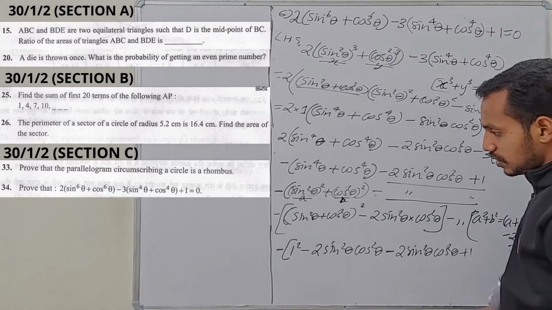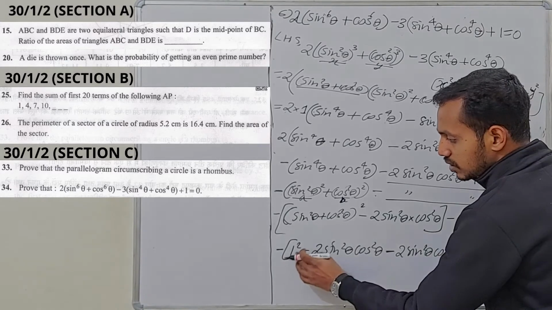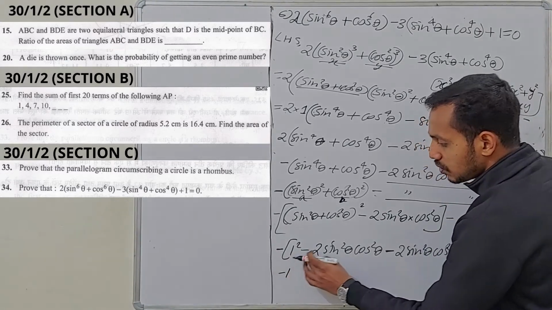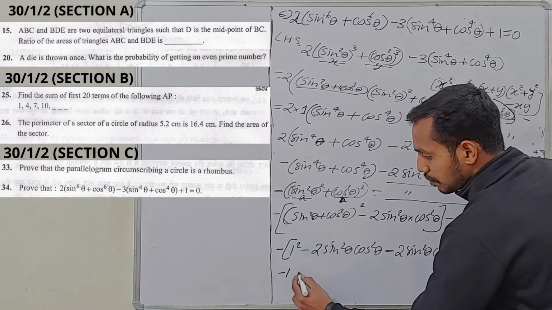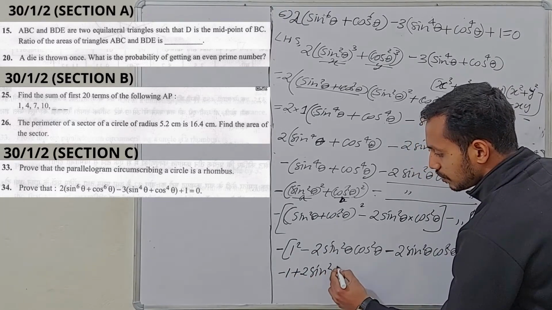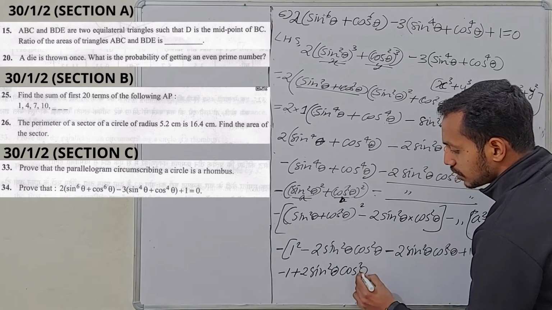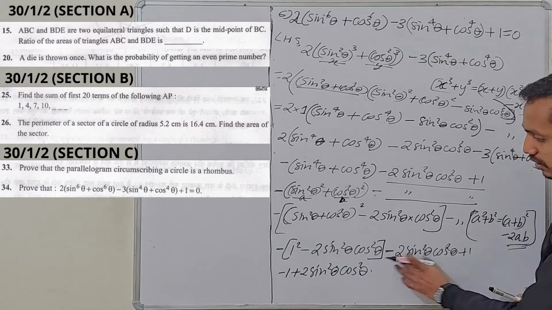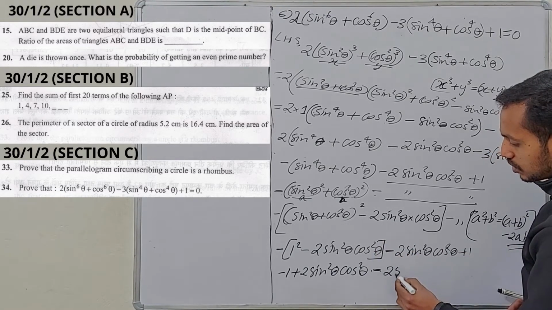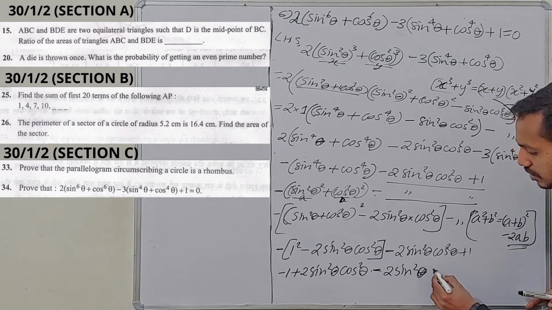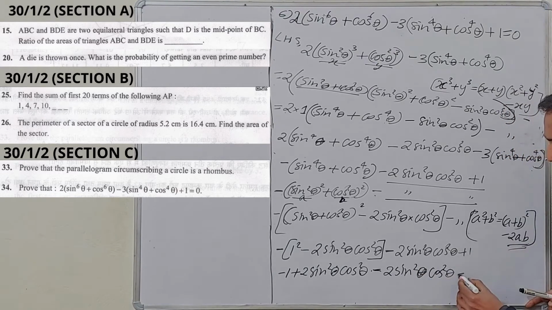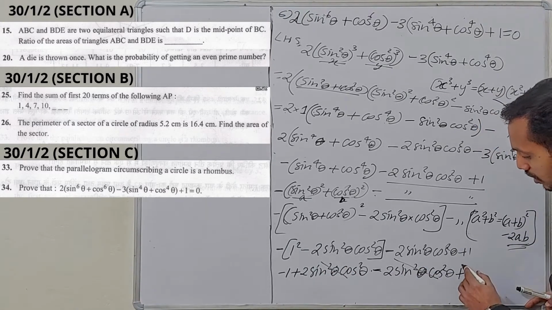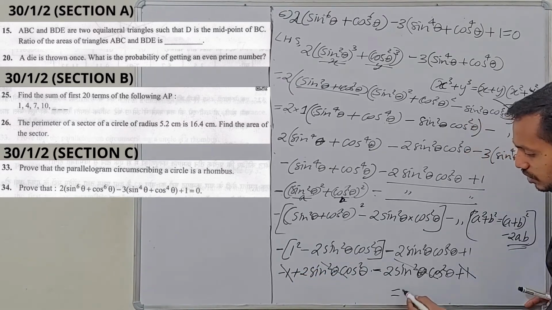Now we can simplify this one. Here minus 1 square is 1, so minus 1. Minus of minus 2 will be, minus of minus will be plus 2 sine square theta cos square theta. Okay, this bracket is only up to here. Okay, this is a separated term. Minus 2 sine square theta cos square theta plus 1, plus minus 2 sine square theta cos square theta, plus 2 sine square cos square theta, and plus 1 and minus 1 cancel, which is equal to 0, that is equal to RHS.